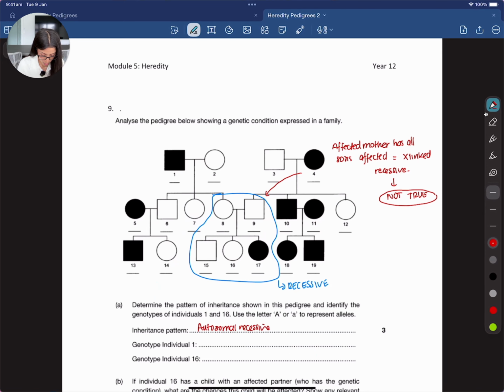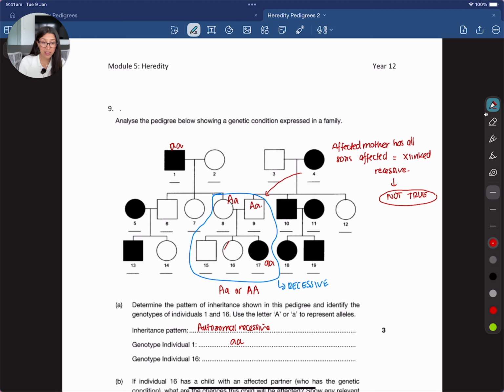Genotype of individual 1 over here, who's affected, will be little a, little a. And individual 16 is unaffected. So this individual could be capital A, little a, or homozygous, so capital A, capital A. We can only really know by looking at the parents. So we can see individual 17 is affected, so definitely they would have little a, little a. For individual 17 to be affected and have little a, little a as the genotype, the parents have to be heterozygous. So they would have to have these genotypes.